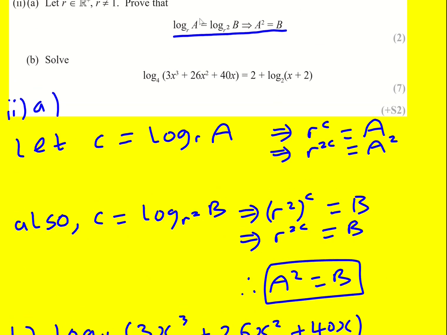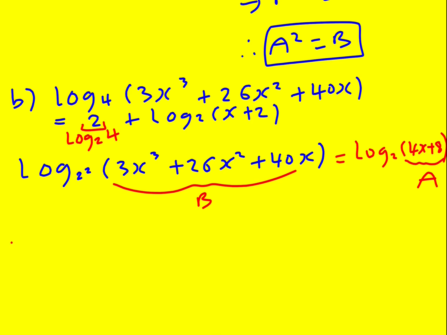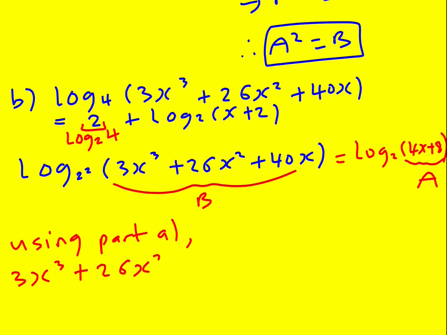Now we can use the result from part A. Log to base 2 of A is equal to log to base 2 squared of B. So this is B and this is A. Using part A will give 3x cubed plus 26x squared plus 40x is equal to 4x plus 8 all squared.